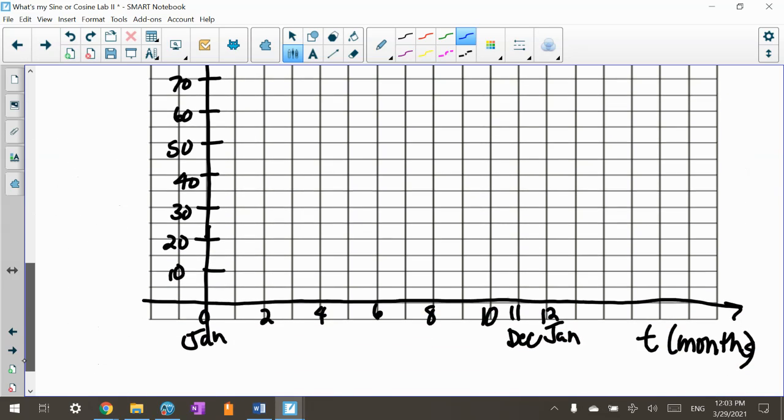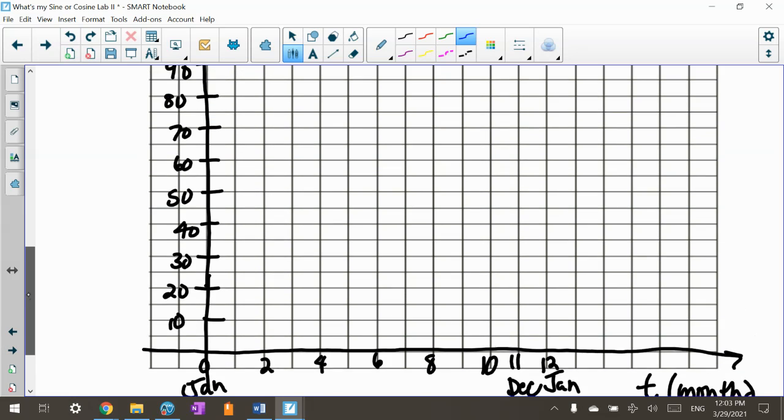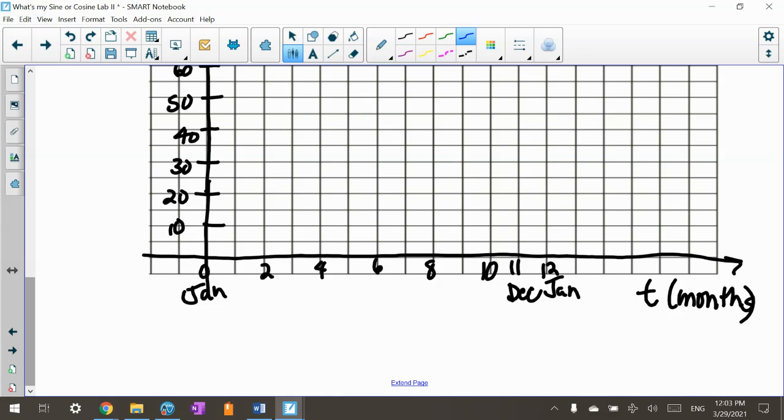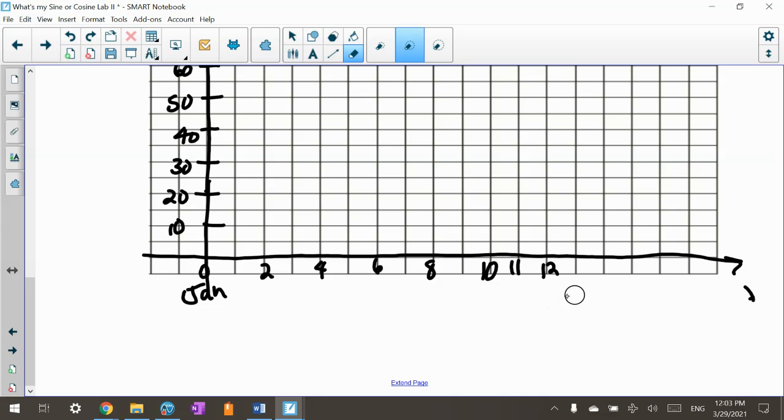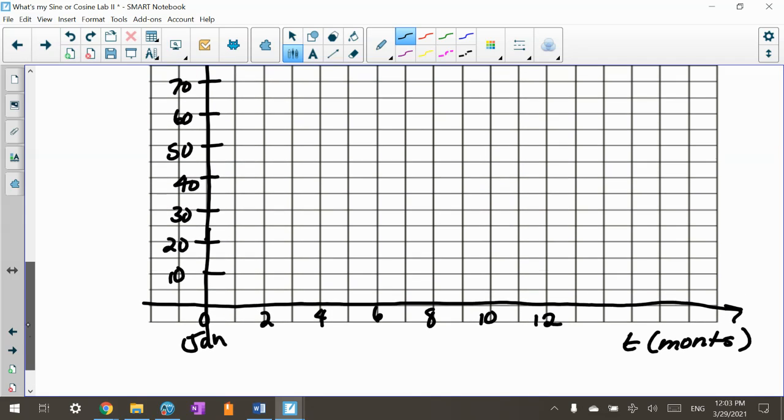So I set up the temperature, and as you can see, I went from 0 to 90 for the temperature in degrees Fahrenheit, and January is 0, and here the T is in months. So 11 is December, okay? I counted every single one as 1, so this will be 10, and this is 12, so 11 is going to be there. And T is in months.